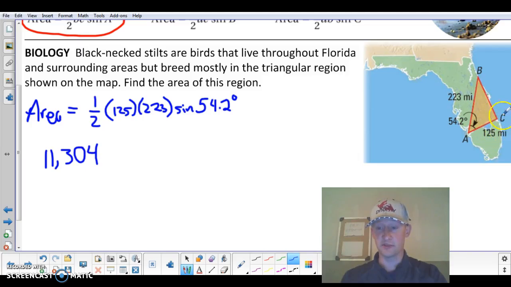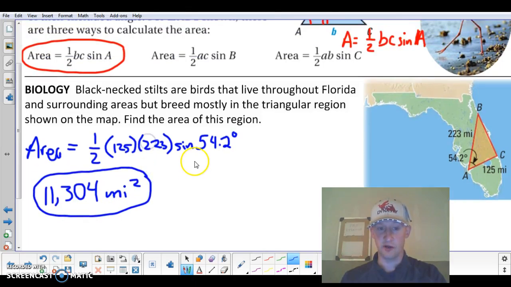Well, this is an area of Florida where these black-necked stilts grow. Not quite as great as ducks, but you know, we make do. And we're doing this measurement in miles. So since it's an area, that's going to be 11,304 or so square miles when we're all done with them. So there's the area of a triangle using our formulas that we've got right here. Now, in the next video, we're going to look at area of a triangle using a slightly different rule, all right? Should be good stuff.